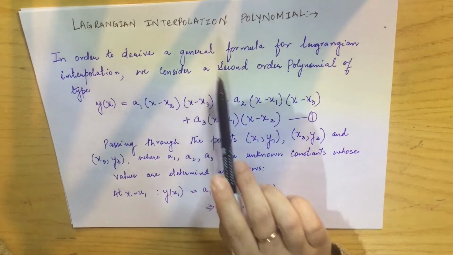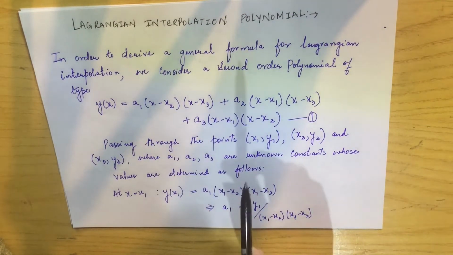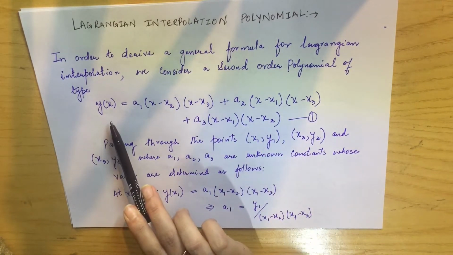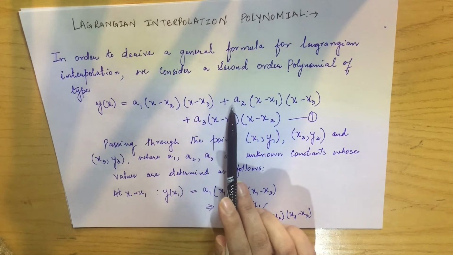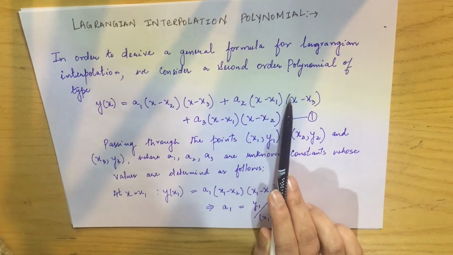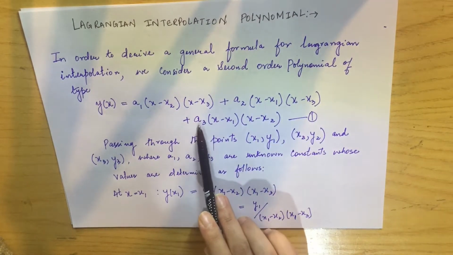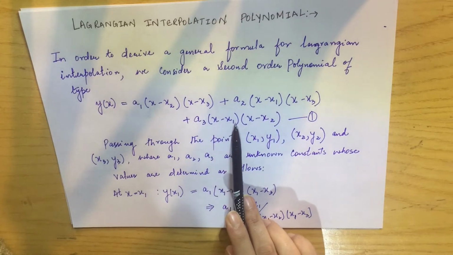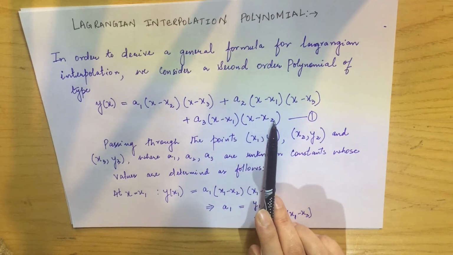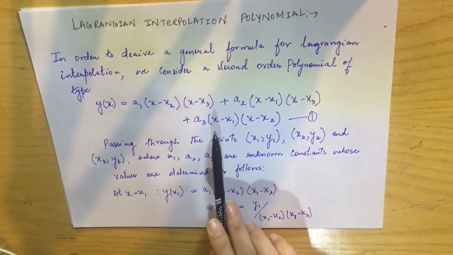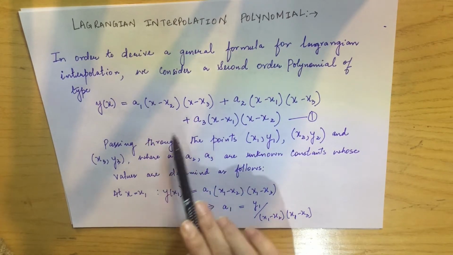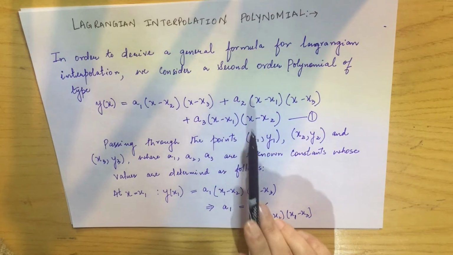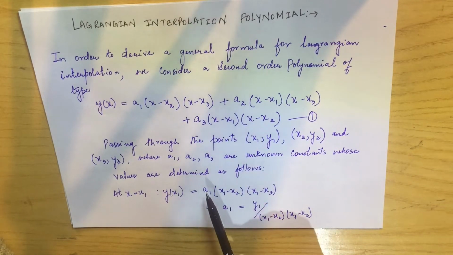In order to derive the general formula for Lagrange's interpolation, we consider the second order polynomial of type y of x is equal to a1 (x minus x2)(x minus x3) plus a2 (x minus x1)(x minus x3) plus a3 (x minus x1)(x minus x2). If you see, this is a second order polynomial. If you multiply it, the power of x is x raised to the power 2. So it's a second order polynomial. We will consider this polynomial in order to derive the Lagrange's interpolation formula.